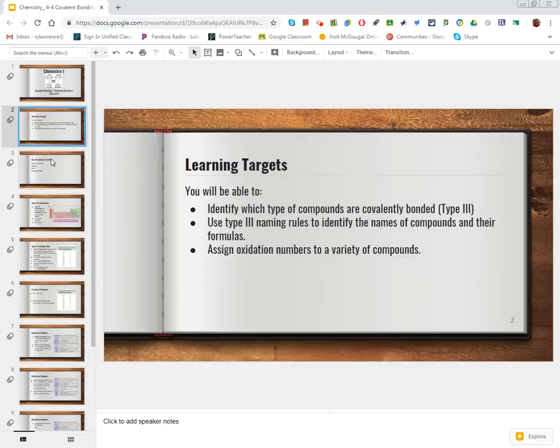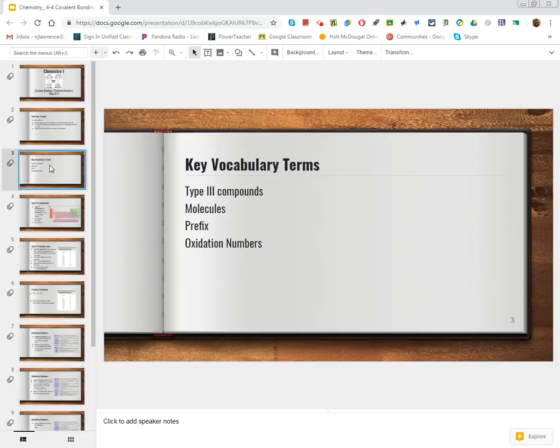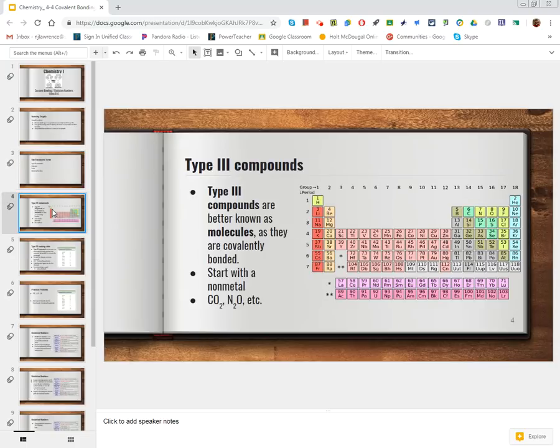The final part of this video will be learning how to assign oxidation numbers to different compounds. As a reminder, oxidation numbers can be found on your periodic table, but now we're going to go into how to assign them and even where they came from. So here are the key vocabulary terms: type 3 compounds, molecules, prefixes, oxidation numbers. Again, if you're struggling with any of these, pause the video, check out Google real quick, and come back to us.